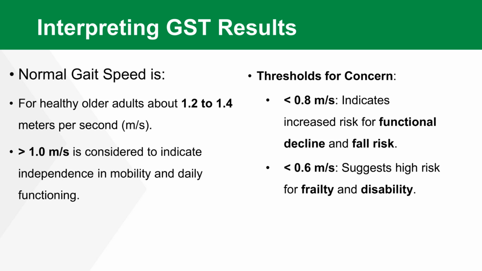For healthy older adults, the gait speed is about 1.2 to 1.4 meters per second. If the gait speed is greater than 1.0 meters per second, it usually indicates some independence in mobility and daily functioning. If the gait speed is less than 0.8 meters per second, there is an increased risk for functional decline and fall risk, and less than 0.6 meters per second suggests a high risk for frailty and disability.